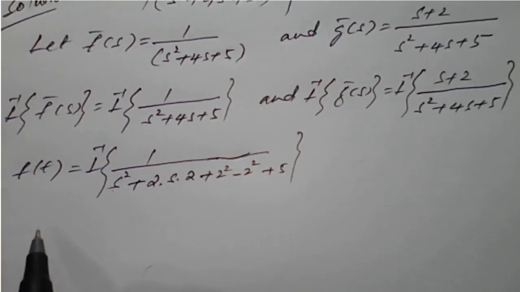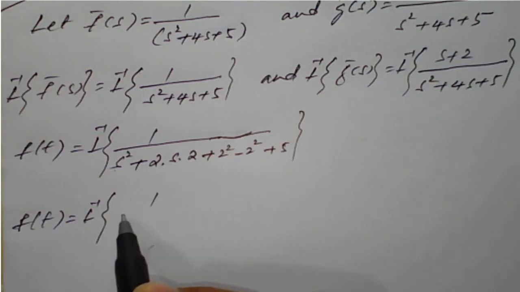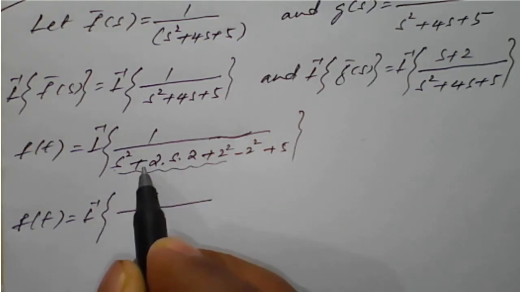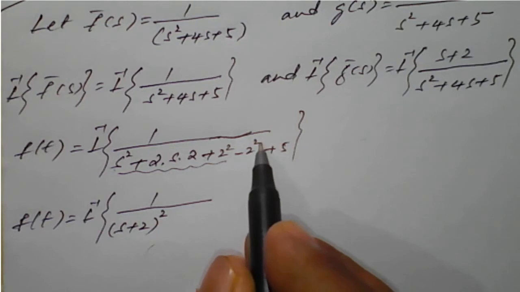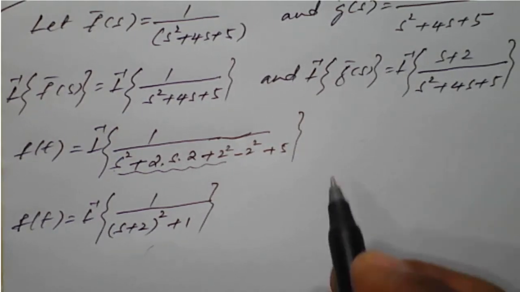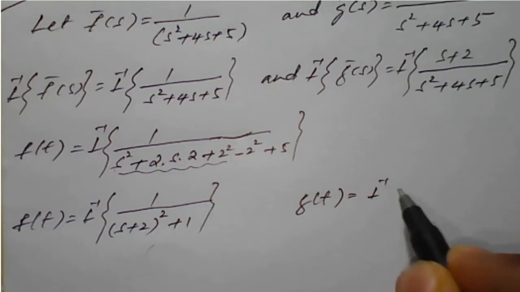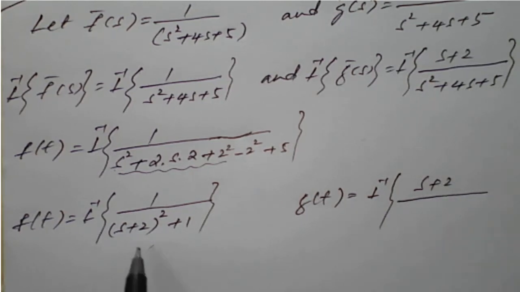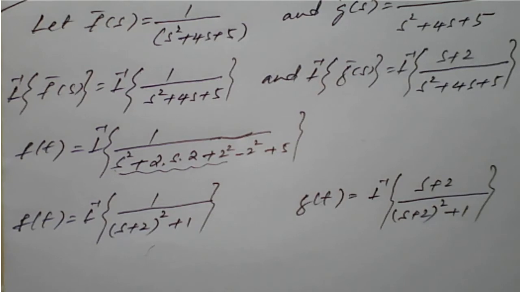On simplification, f(t) is equal to L inverse of 1 divided by, these three terms become a² + 2ab + b², which is nothing but (s + 2)² − 4 + 5, which becomes (s + 2)² + 1. Similarly, for this I will write directly: g(t) is equal to L inverse of (s + 2), numerator as it is, divided by the simplification of s² + 4s + 5, which we have already solved, that is (s + 2)² + 1. Hope you have understood this step.